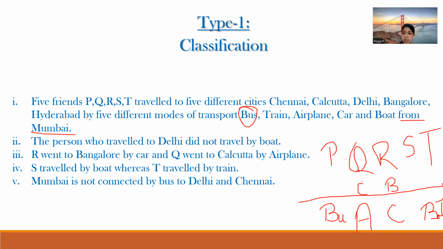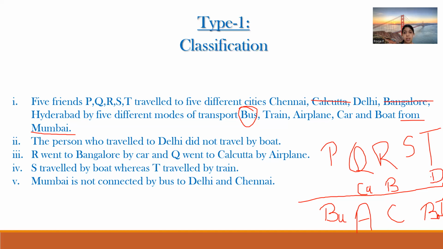Now we need to find out the places that they traveled. So, out of five, Bangalore is done, Calcutta is done. Now, they have given that the person who traveled to Delhi did not travel by boat. So, the person who traveled to Delhi could be S, T, or P. Among them, S did not travel to Delhi because S's mode of transport is boat. So, the only options left are T and P. Among them, who? Mumbai is not connected by bus to Delhi and Chennai. So, we are looking for Delhi, and Delhi is not connected by bus. So, among P and T, P has traveled by bus, so that option is ruled out. The only person who could have traveled to Delhi is T.